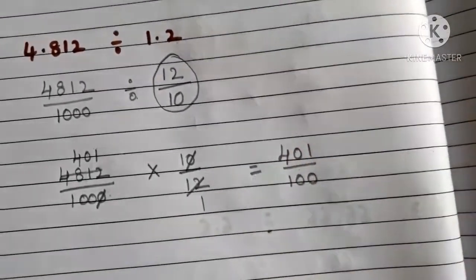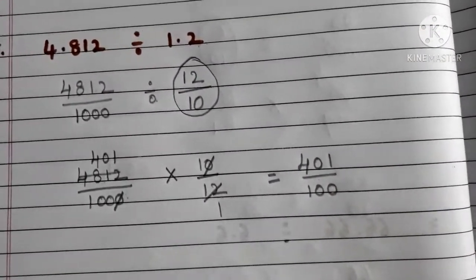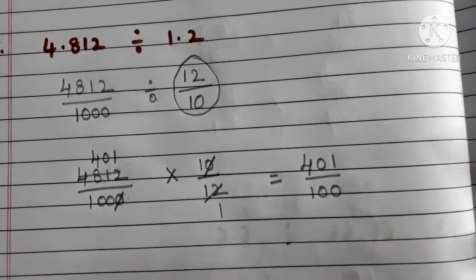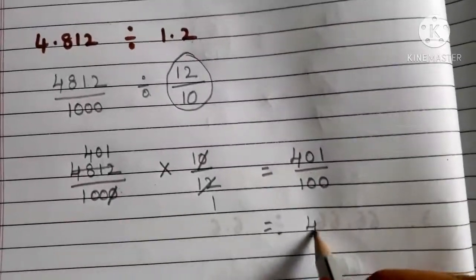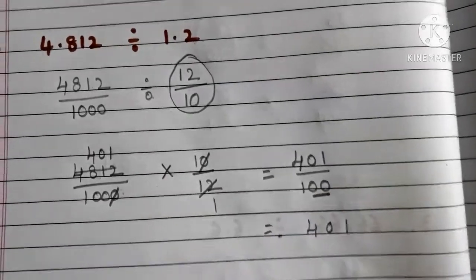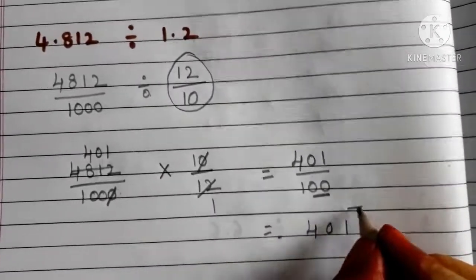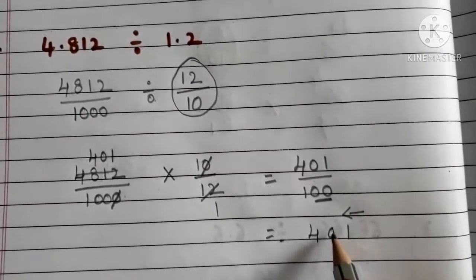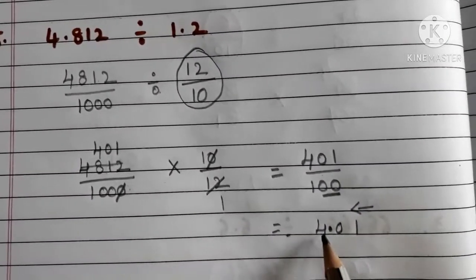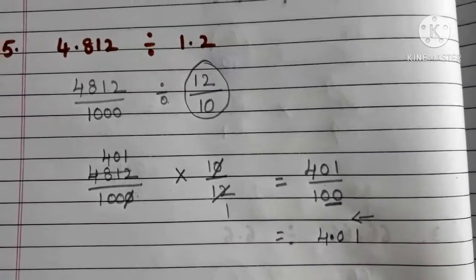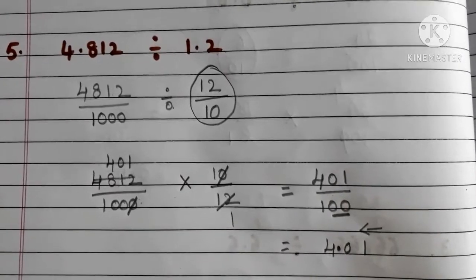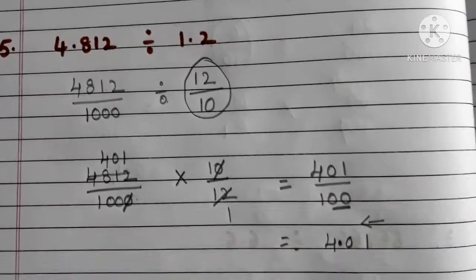So, this is the fraction. We have to represent the answer in the decimal number. So, convert this fraction into decimal number. See, write the number 401. See, in the denominator, 2 zeros are there. So, start from right. Place the decimal 2 digits before. So, the answer is 4.01. Okay. In this way, we can divide a decimal number by another decimal number.